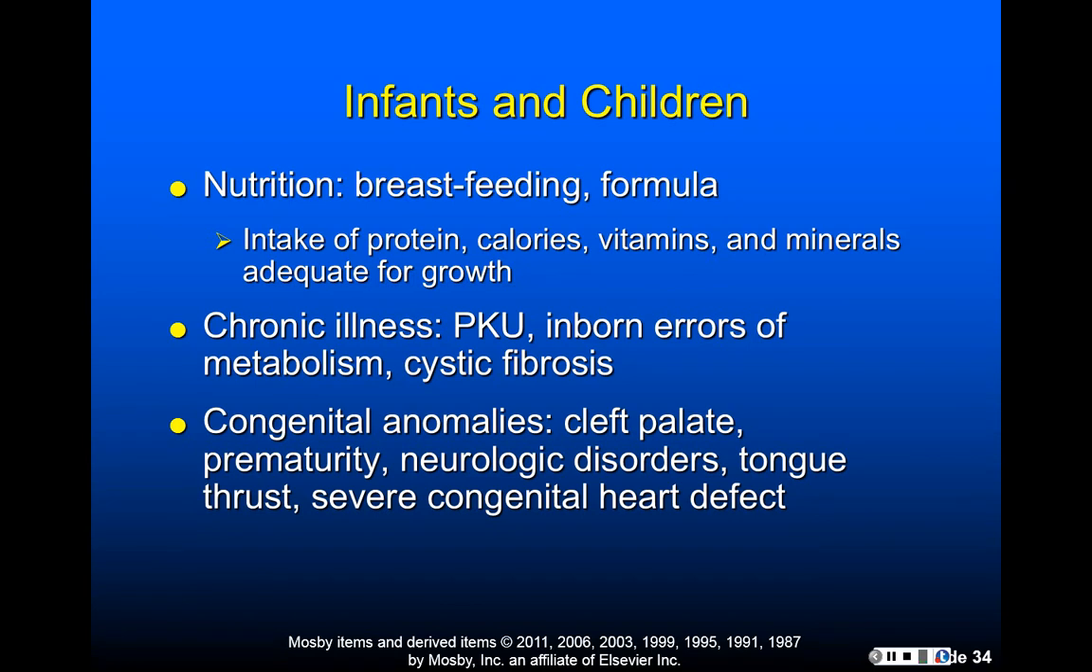Cystic fibrosis, phenylketonuria, maple syrup urine disease, inborn errors of carbohydrate metabolism, amino acid and fatty acid oxidation disorders, tyrosinemia, homocystinuria, and Prader-Willi syndrome are chronic illnesses that should be questioned. Congenital anomalies such as cleft palate, prematurity, neurologic disorders, tongue thrust, and severe congenital heart defect should also be considered.